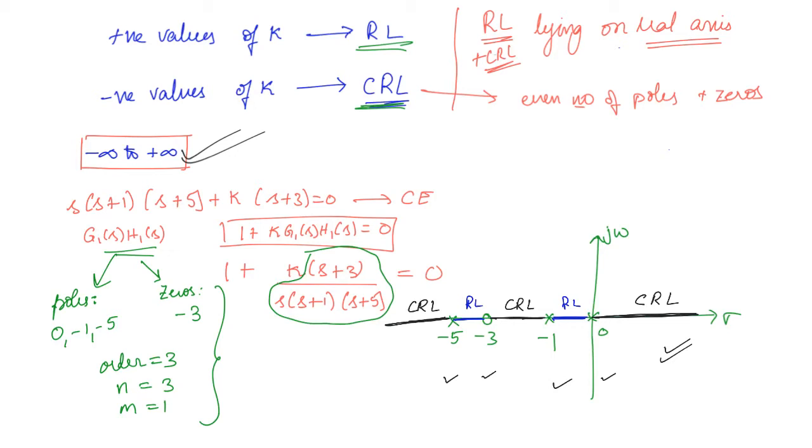Okay, now next is the direction of the branches. What will happen for the RL? The RL branches start from the poles and end at the zeros. So for RL you can draw the branch like this, direction of branch. Okay, now what will happen to the CRL?